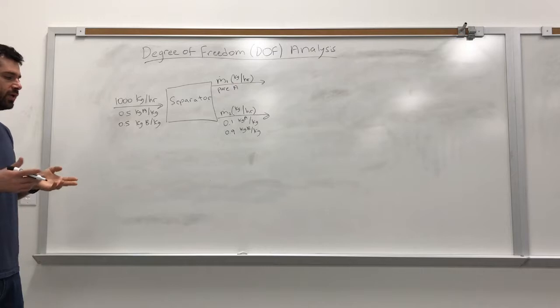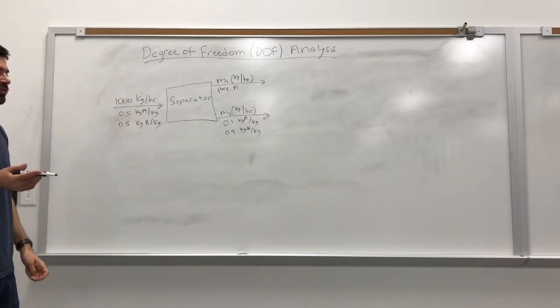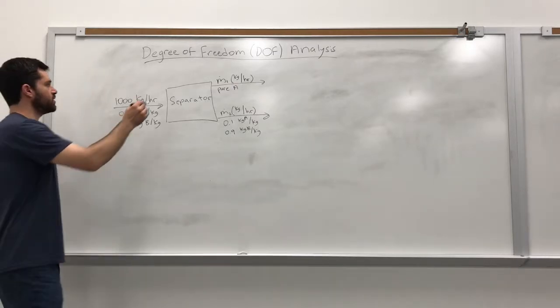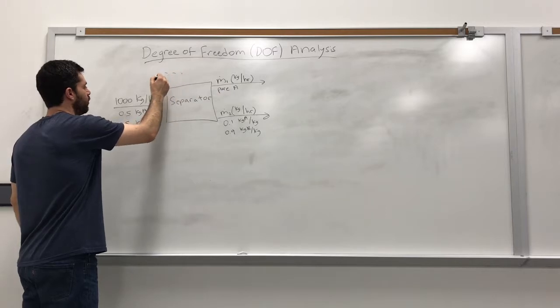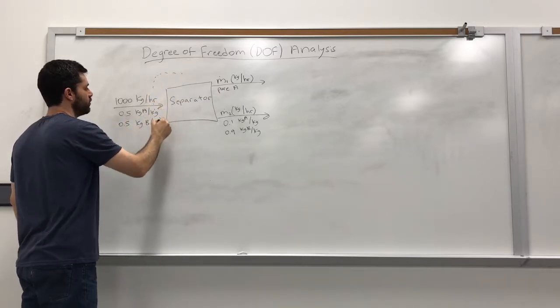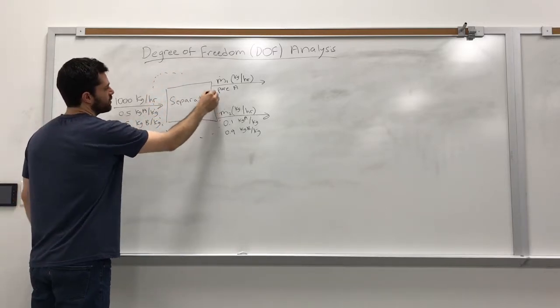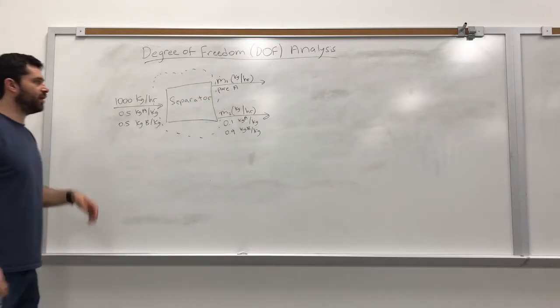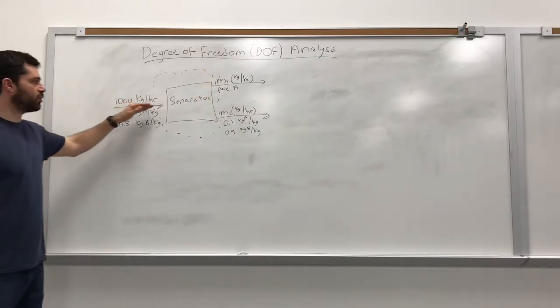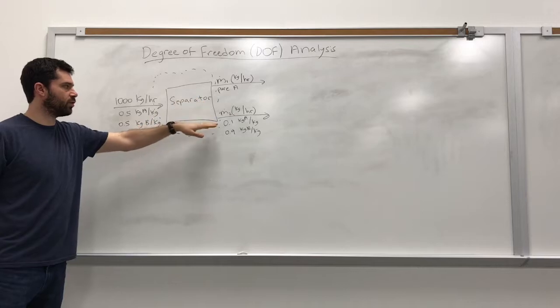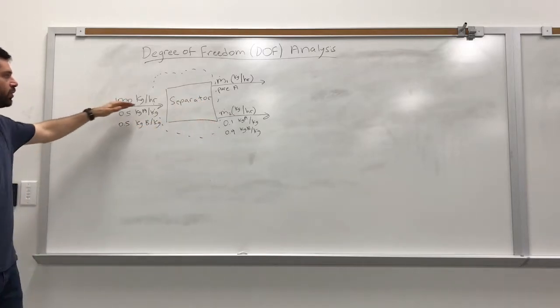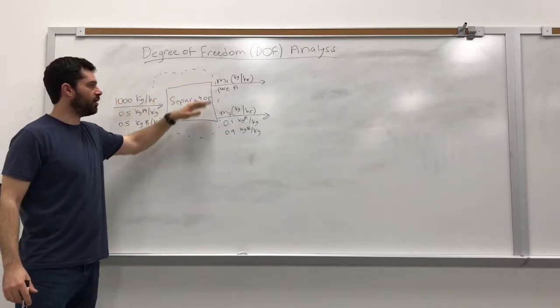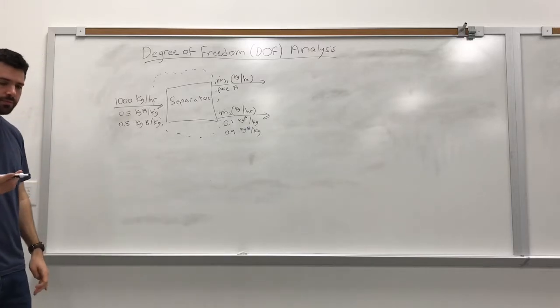Now, when we're doing a degree of freedom analysis, first we have to decide what our system is. So our system is, we're gonna go and circle our system. So it's just a separator because that's our entire system here. And then we look at the flows that are going into the system and the flows that are going out of the system. So here, obviously going in, we have the feed. Going out, we have M1 and M2.